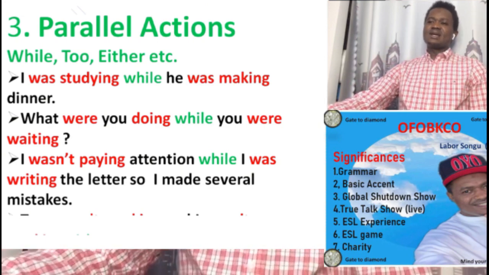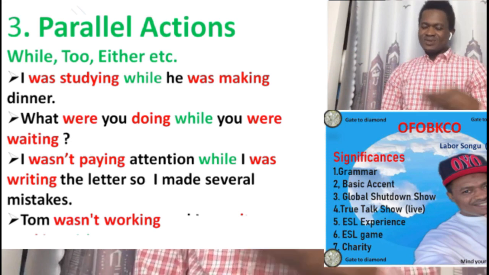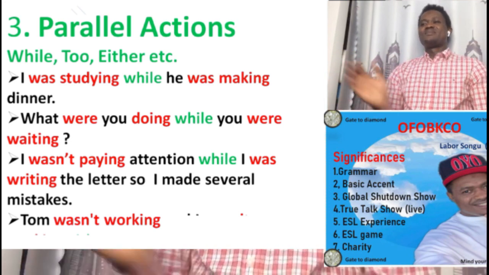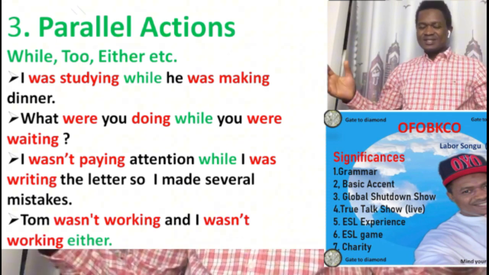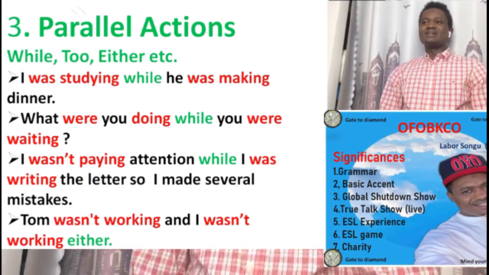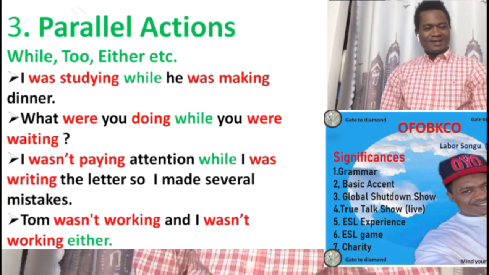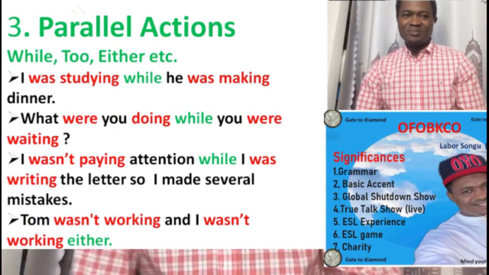All right. Okay, guys. Let's go to the next one. Tom wasn't working. This is an action that's going on in the past. And I wasn't working either. Here you have to see the word that indicates parallel action, which is either. These are two actions that are going on in the past, but they can never meet. So Tom wasn't working, and I wasn't working either. You know what I mean? Okay, guys, these are the parallel actions we use in the past progressive.